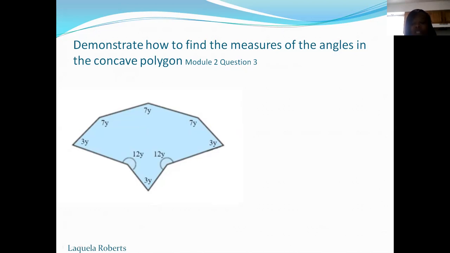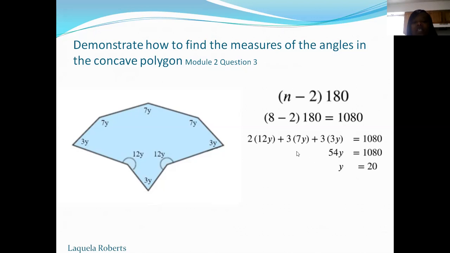So how do we determine the sum of the measures of the interior angles of the polygon? We have n minus 2 times 180, and that's the formula we will use. Next, we will count our sides, which is 1, 2, 3, 4, 5, 6, 7, 8. So that's how we got 8 here. We will do 8 minus 2 times 180 equals 1080. Then we will do 2 times 12y plus 3 times 7y plus 3 times 3y equals 1080. Once we add all those numbers together, we'll get 54y.